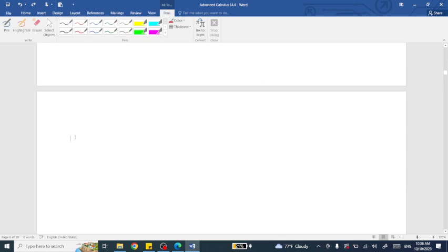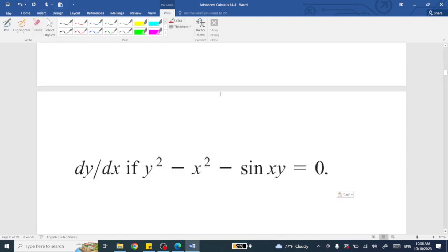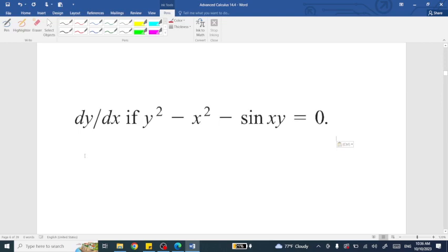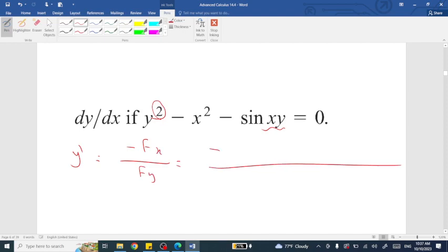Sorry, sometimes it happens. How? I say first, because it is implicit, I'm going to use the theorem or anything. I say y prime equal to minus fx over fy. Okay, tell me about fx. What do you mean by fx? It means the partial of the function by x. Yalla, tell me. That one, number, that one, minus 2x. Am I right?